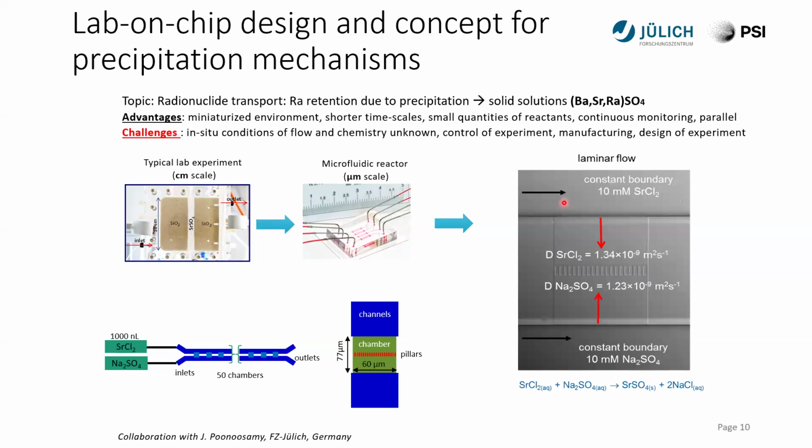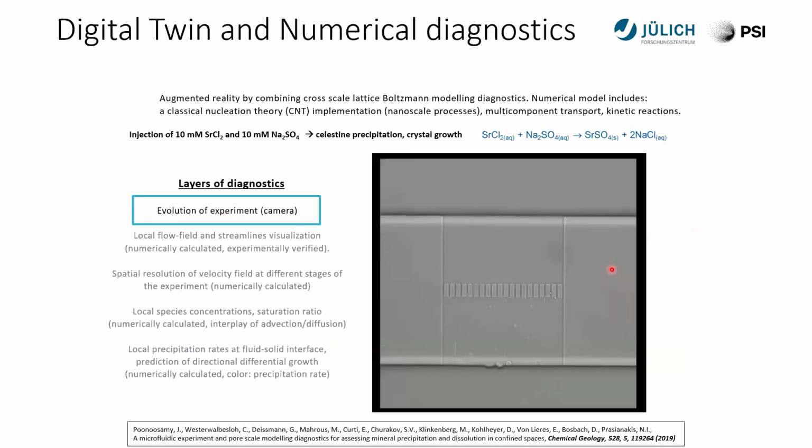So in the example that I will use here as a base case, we have two streams. Within this microfluidic chip, we inject two fluids. One contains strontium chloride, the other sodium sulfate. Then these two meet, they precipitate, and they produce some crystals. This crystal is a Celestine crystal. And you can see what happens in this video.